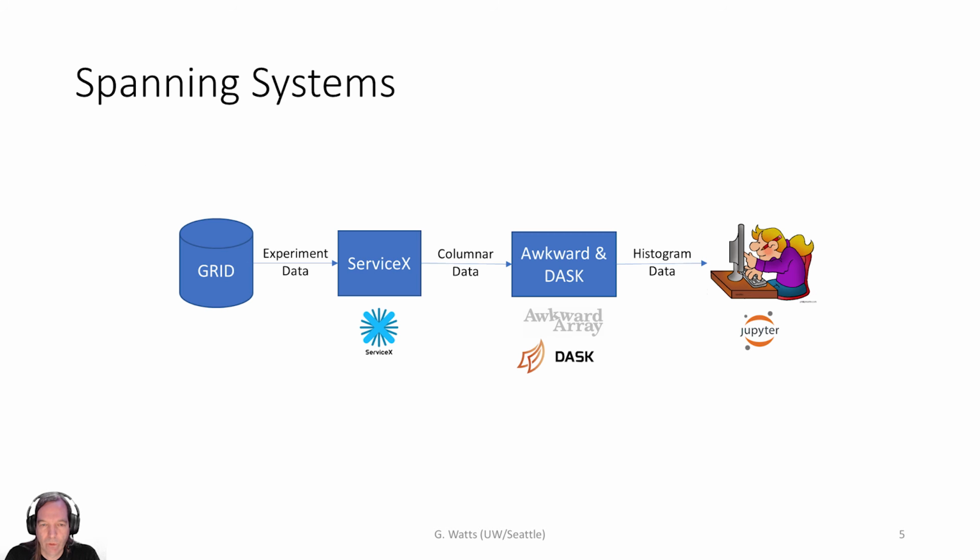I would like to say a few more words about spanning systems. One of the goals of modern analysis is to reduce the amount of time it takes to go from an idea to being able to look at something like a histogram. Currently, this involves accessing data on the grid, downloading it locally, and then finally processing it to produce the histogram, an operation that can take days or maybe longer sometimes.